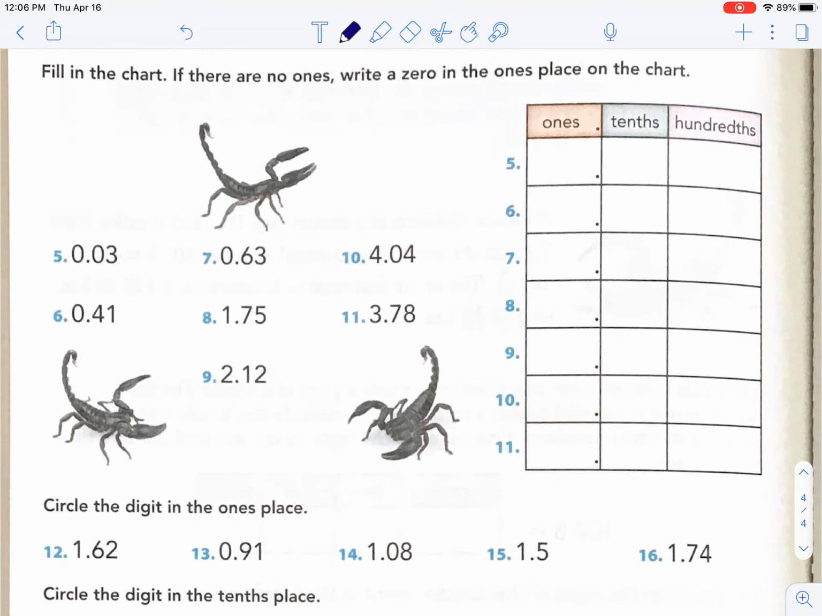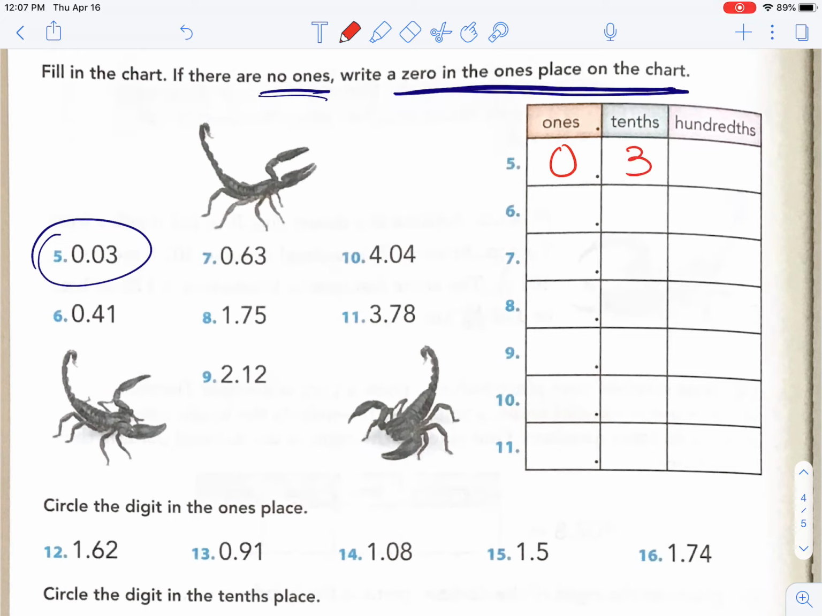We're on page 308. It says, fill in the chart. If there are no ones, write a 0 in the ones place in the chart. Do not skip that because it will be wrong. So on number 5, for example, this is the wrong way. I'm going to put it in red. This is what you don't do. Don't just write a 3 because it's the first number. That's not a 0. Don't do that.